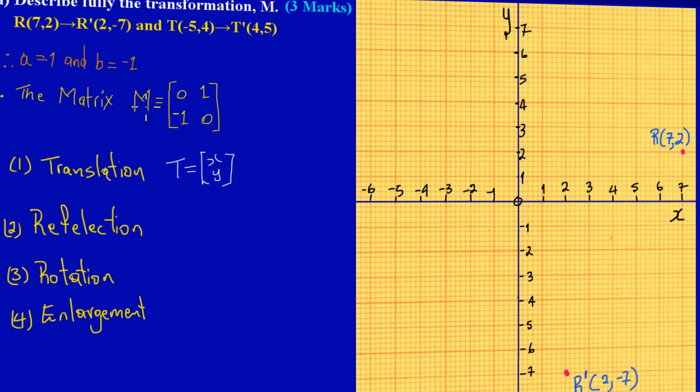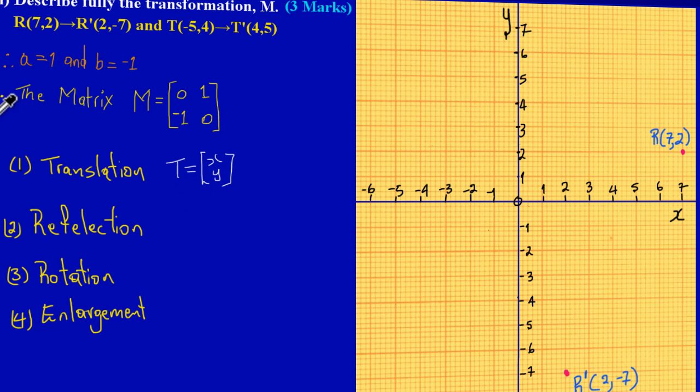However, if you notice, the matrix M is a 2 by 2 matrix. The matrix that represents a translation is a 2 by 1 matrix, okay? Meaning that the matrix M here has 2 rows and 2 columns. So that's what I mean by 2 by 2 matrix. And the matrix that represents a translation has 2 rows and 1 column. Rows run horizontally while columns run vertically, okay?